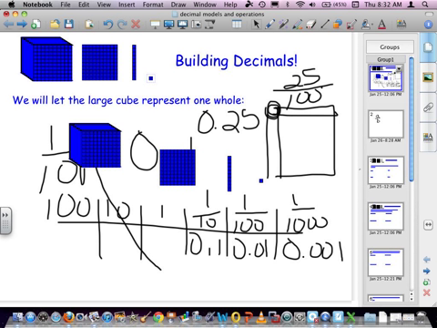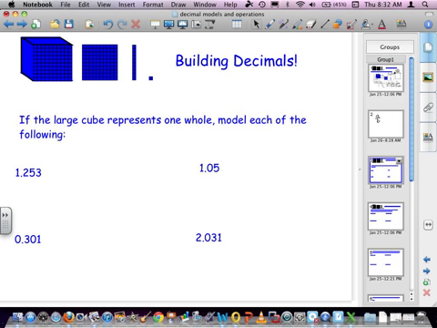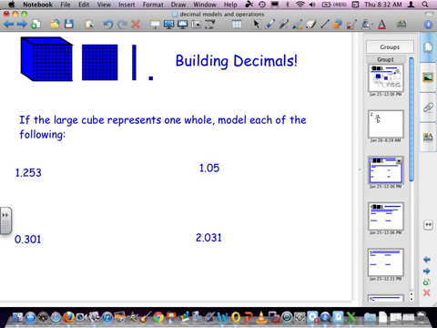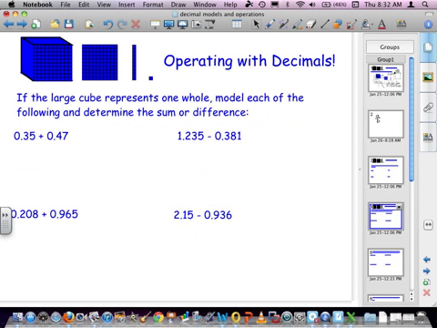So I'm going to set you to modeling a little bit. So you have some questions here. And I want you to just do the first couple of pages. So we're going to build some decimals. Okay? You can make sketches. We're going to use our knowledge of adding and subtracting to see if we can combine and separate decimals.